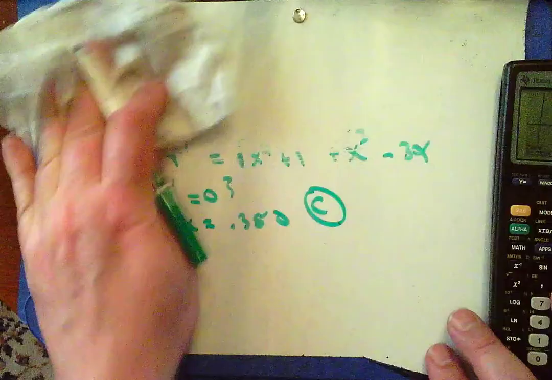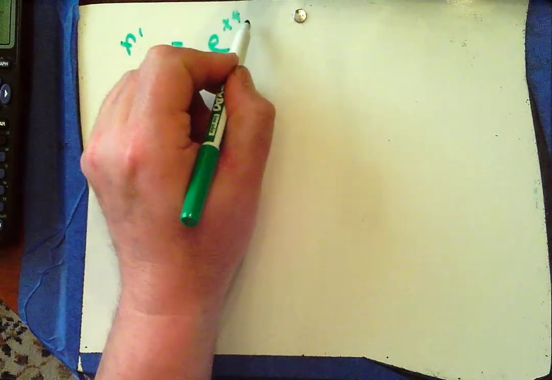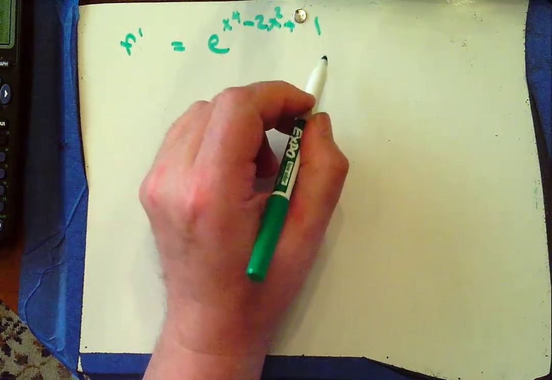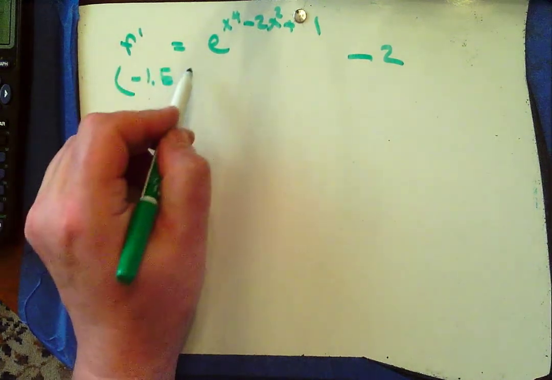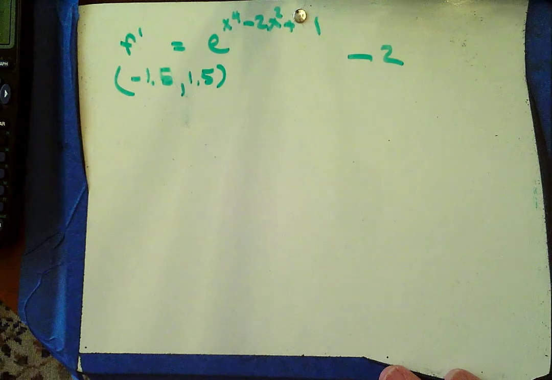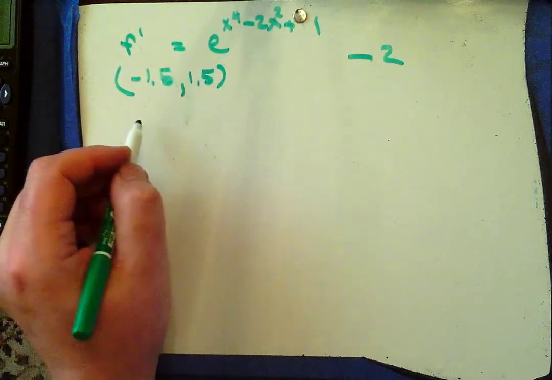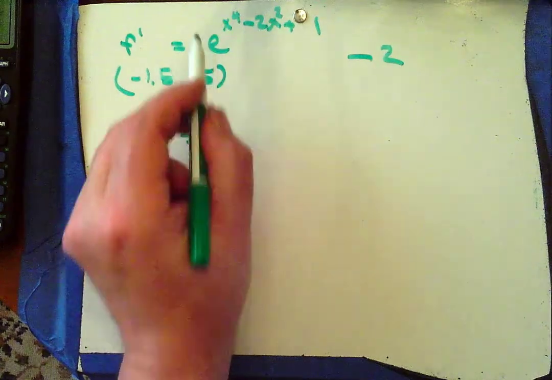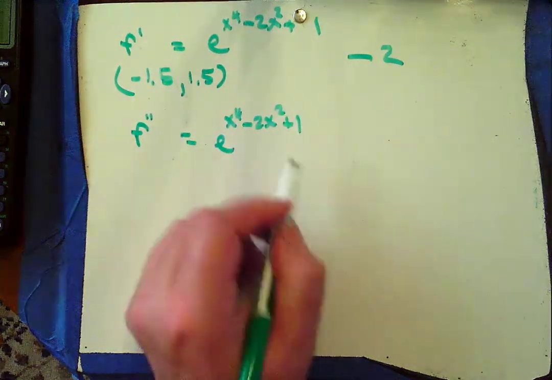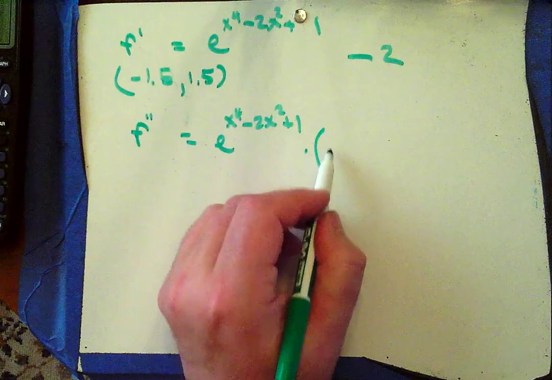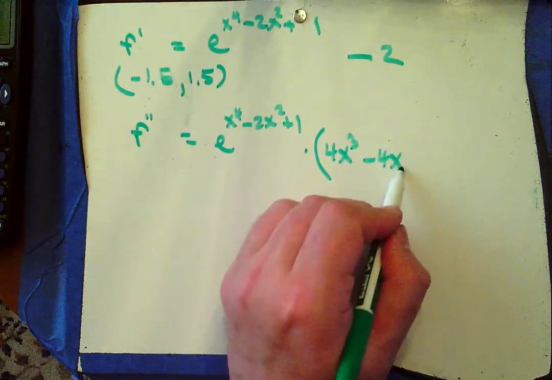Okay, 84. On -1.5 to 1.5, f has a first derivative given by f prime equals e to the x to the 4th minus 2x squared plus 1 minus 2 on -1.5 to 1.5. Okay. Which of the following intervals on the graph is f concave down? So let's talk about f double prime. F double prime is going to be the derivative of this, which is e to the x to the 4th minus 2x squared plus 1 times the derivative of the inside function, which is 4x to the 3rd minus 4x.